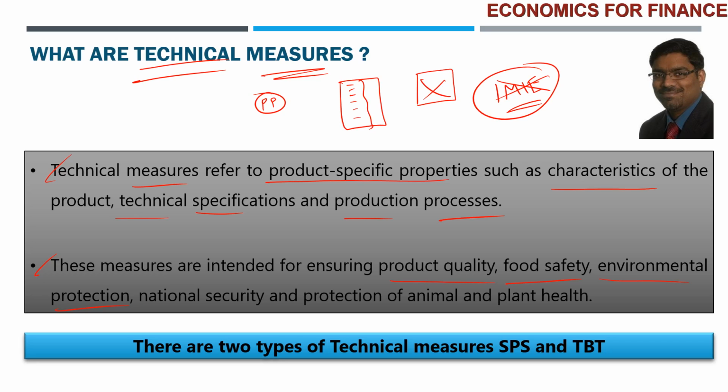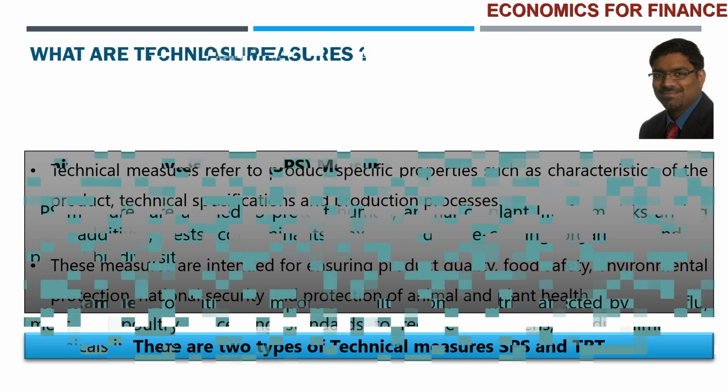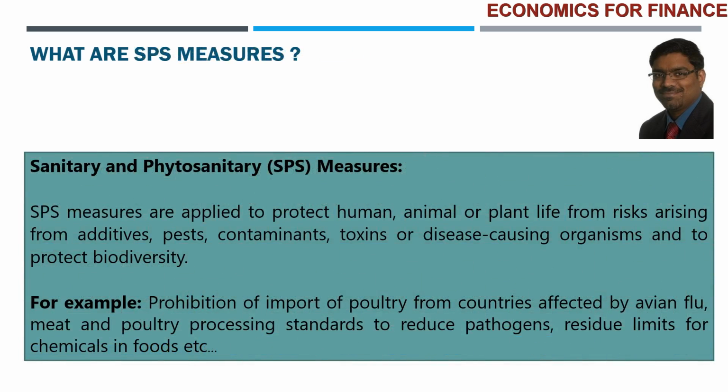In spite of all these things, they keep on moving, that is a different story. Now viruses are also moving very freely. But restrictions are there, measures are definitely there to ensure product quality, food safety, environmental protection, national security, and protection of animal and plant health. You can even write the word biodiversity also. These are the major reasons why technical measures are taken. But still there are two types of technical measures. One is SPS measures, second is TBT measures. Let us look at each of them one by one.